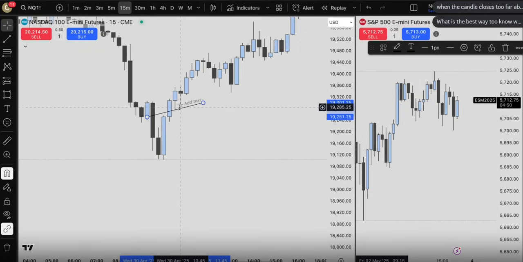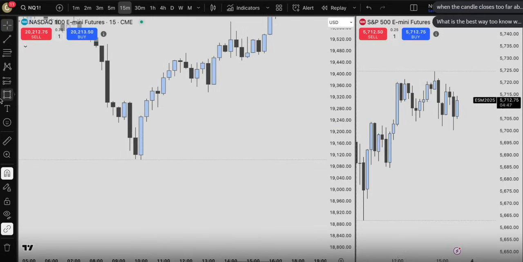An order block, a breaker block is confirmed when the candle closes above the order block, and then that's a breaker block. Okay, so do you guys understand? Do you guys understand what a breaker block is now?